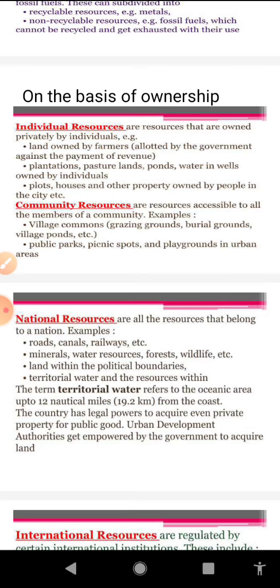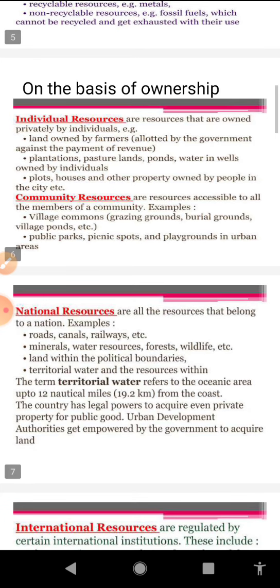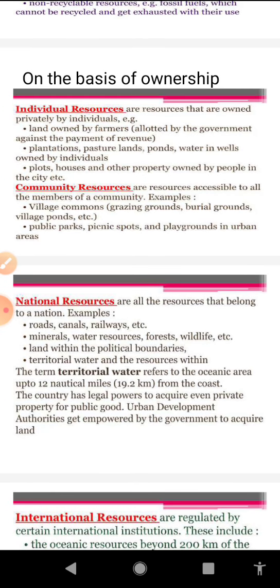Then community owned resources. These are the resources which are accessible to all the members of the community as per their wish or requirement. You can take the example of grazing grounds, village ponds, public parks, picnic spots. These are some examples of community resources.